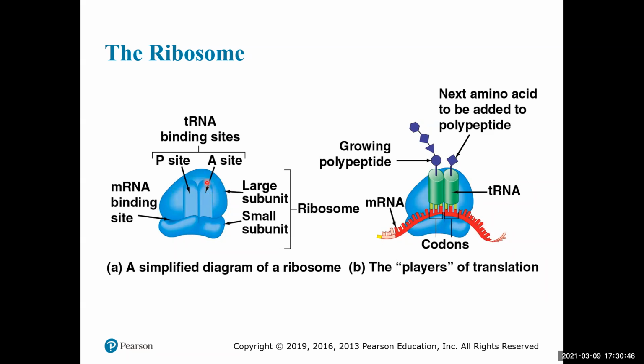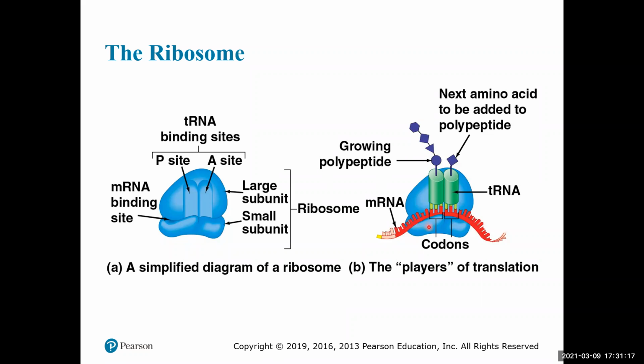So if we look at a figure of this, we have your small subunit and your large ribosomal subunit. The mRNA binding site is basically where these large and small subunits connect. The P site and A site exist on the large subunit, and that's where the tRNA binds. So basically what you have is a small subunit and a large subunit. You have mRNA, you have tRNA, and you have the associated amino acids.